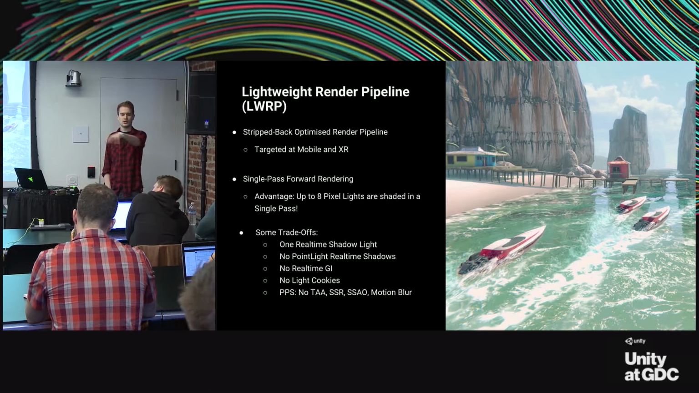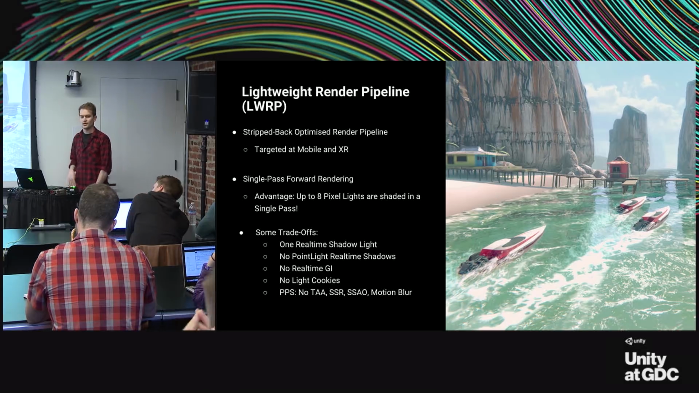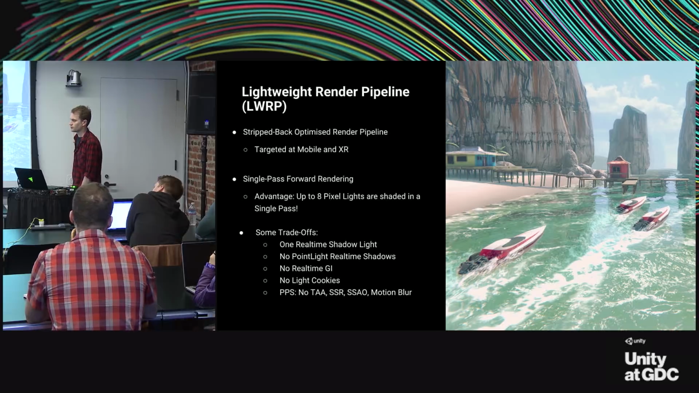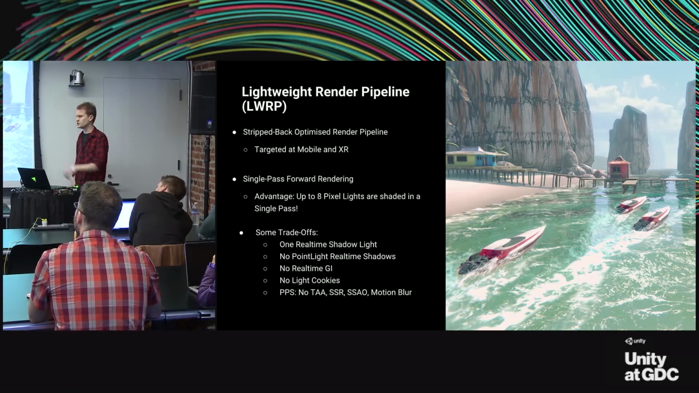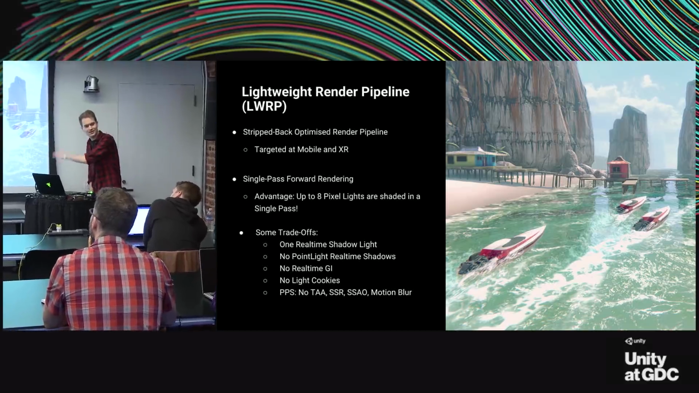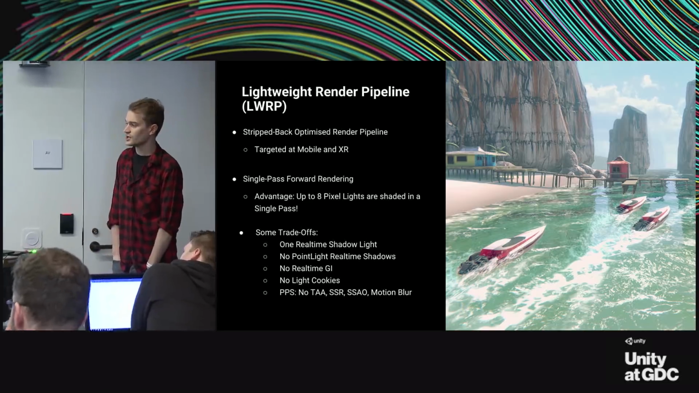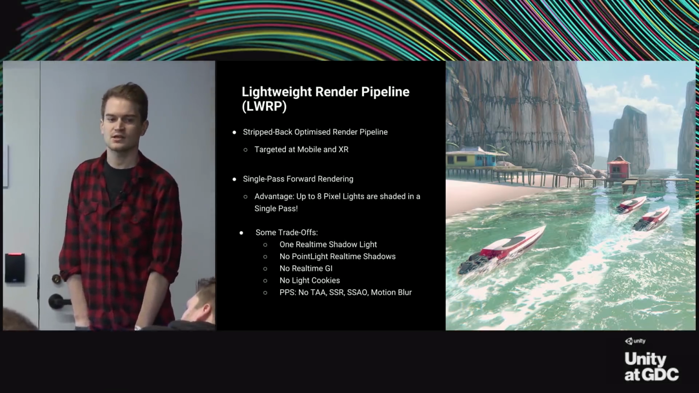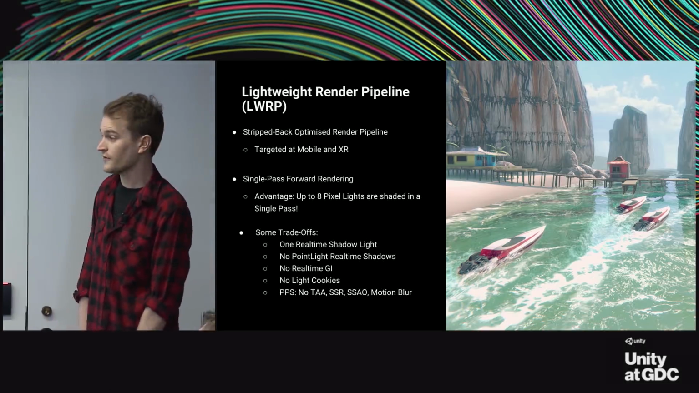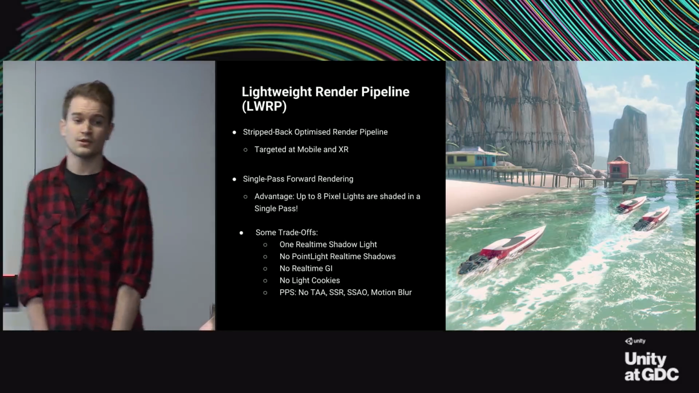So you can have lots of point lights on things moving around, but they're all rendered together. But in the case of this, we remove some more exotic features that stops a lot of these elements being combined. So some trade-offs are you can only have one real-time shadow light, no point light real-time shadows, which is super expensive for mobile anyway, so you're not going to miss that. No real-time GI, no light cookies, and some post-processing effects, especially ones that require things like motion vectors, such as motion blur, aren't currently supported.